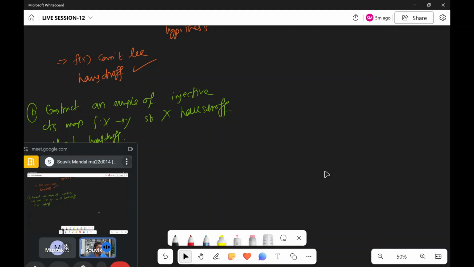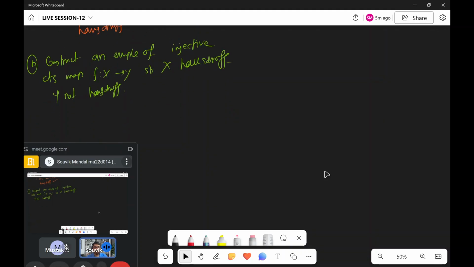Okay, now for part B, what you need to do is construct an injective map f from X to Y such that X is Hausdorff and Y is not Hausdorff. Take your time, think about it, and try to construct such a counterexample. It will not be very difficult, but think about it.